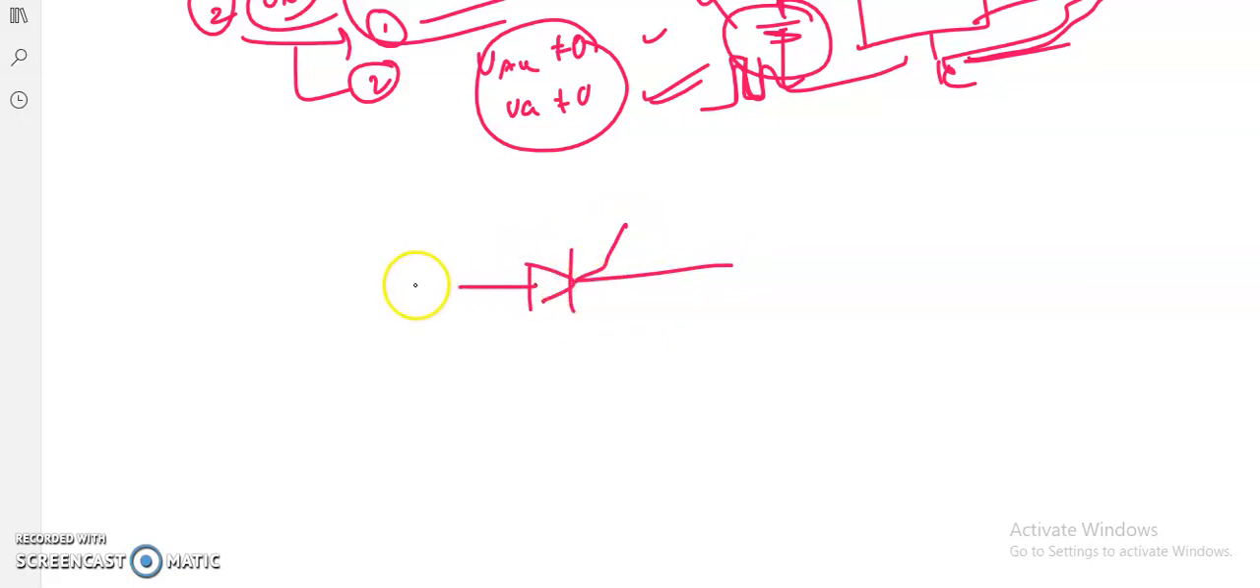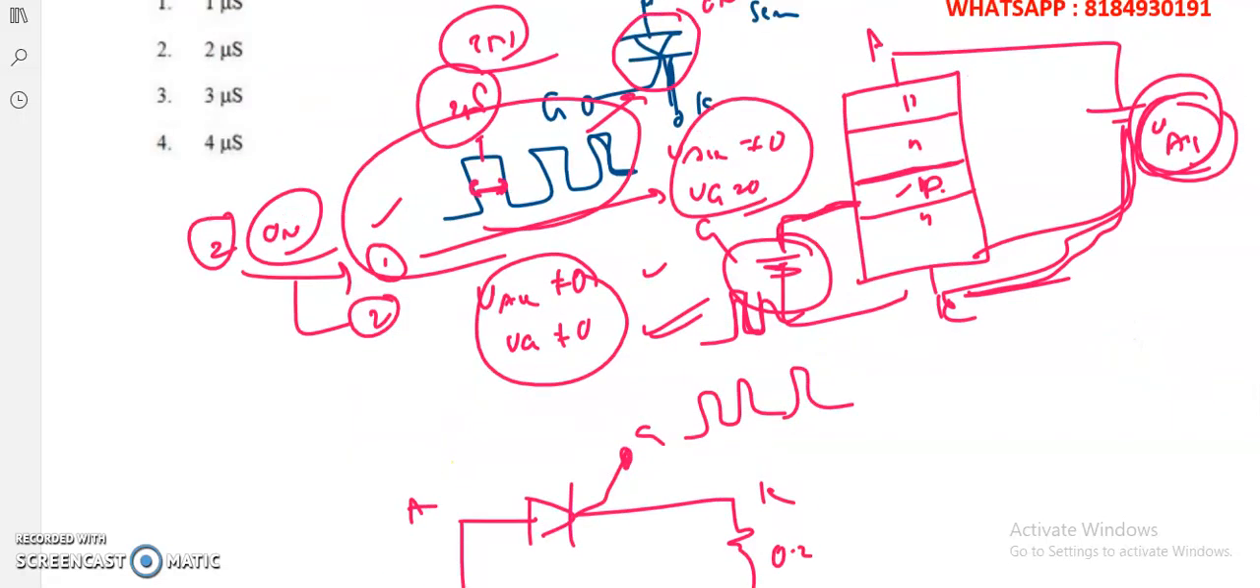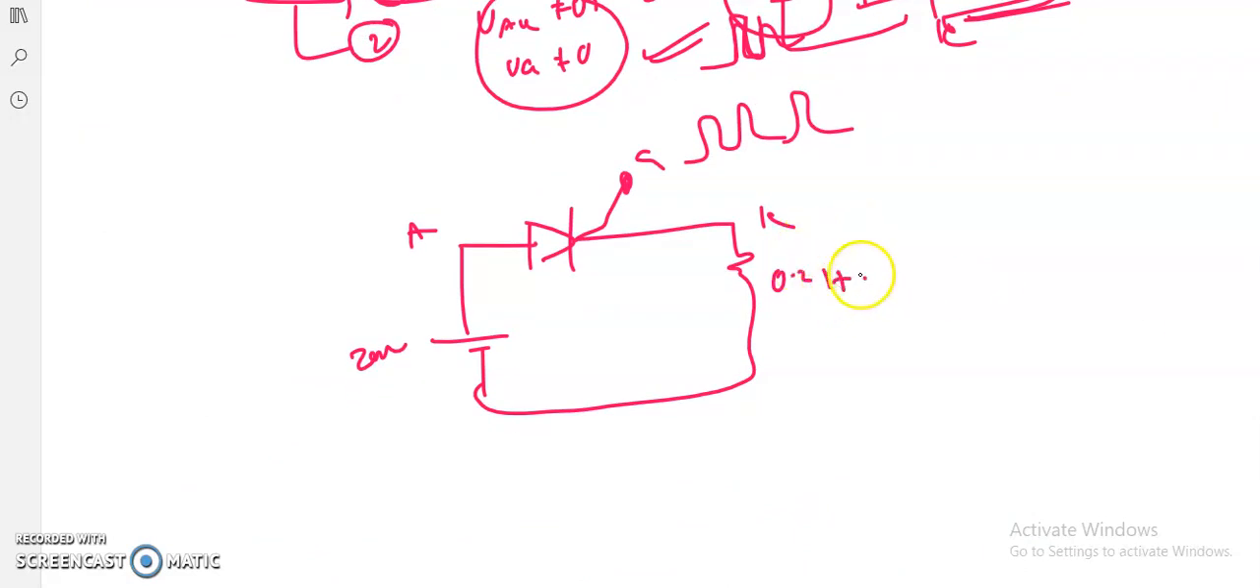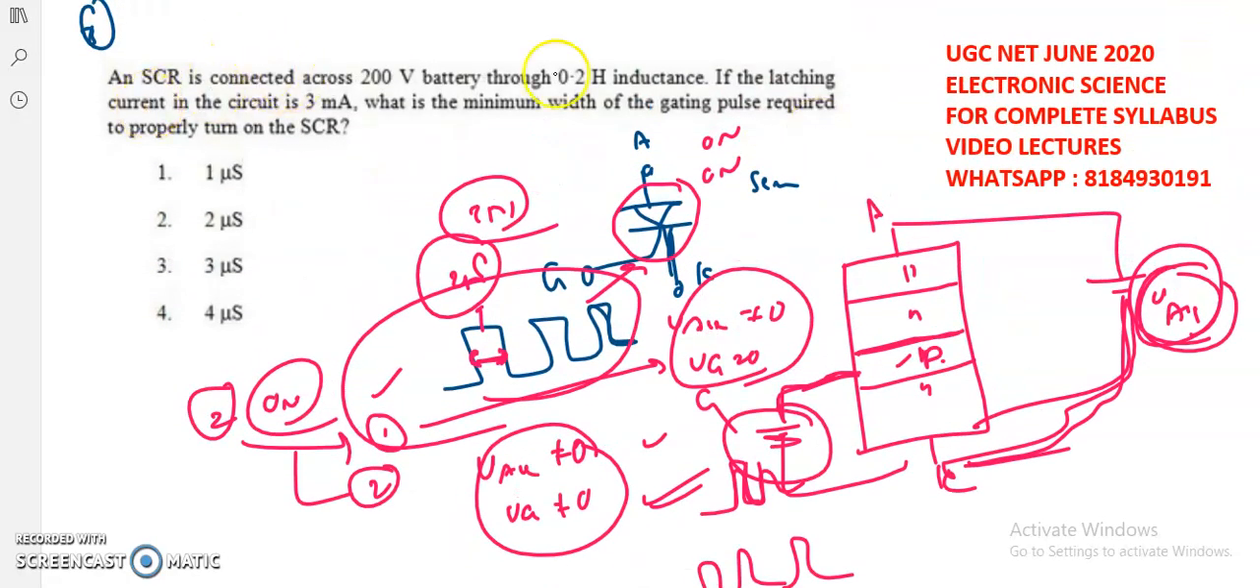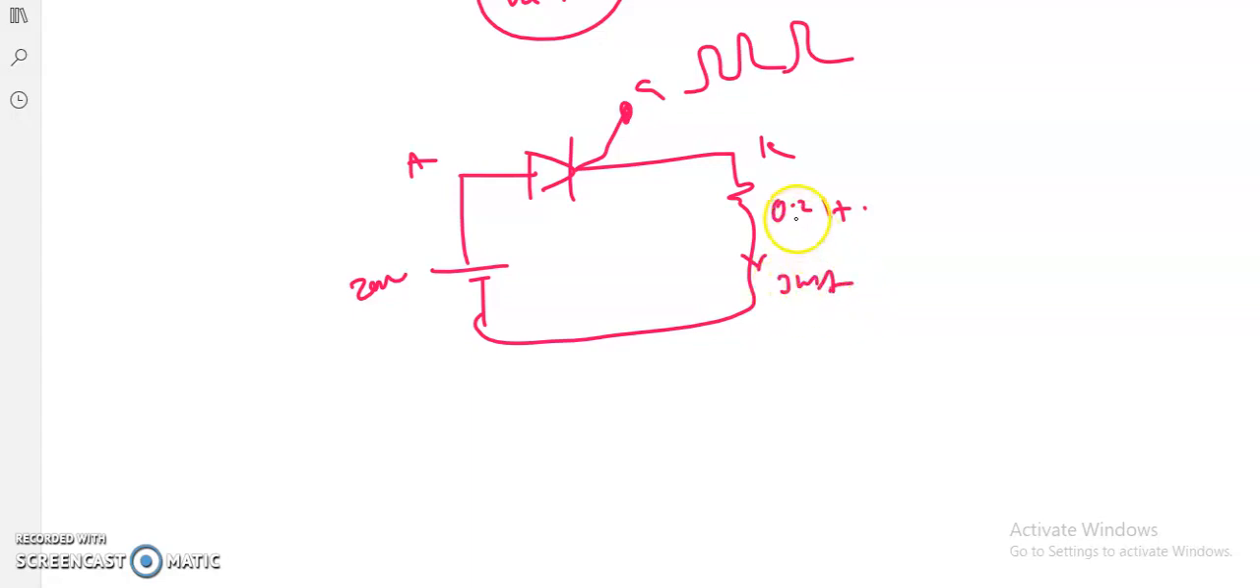It is just like this: the anode, the cathode and the gate, and a 200 volts source, and to the gate we have to give some pulse signal. One inductor is connected, and this inductor value is 0.2 henry. The current flowing through the circuit, that is the latching current, which is nothing but the current flowing through the silicon controlled rectifier, is 3 milliamperes. The inductor is connected in series with the SCR, so whatever latching current flows through the SCR also flows through the inductor.